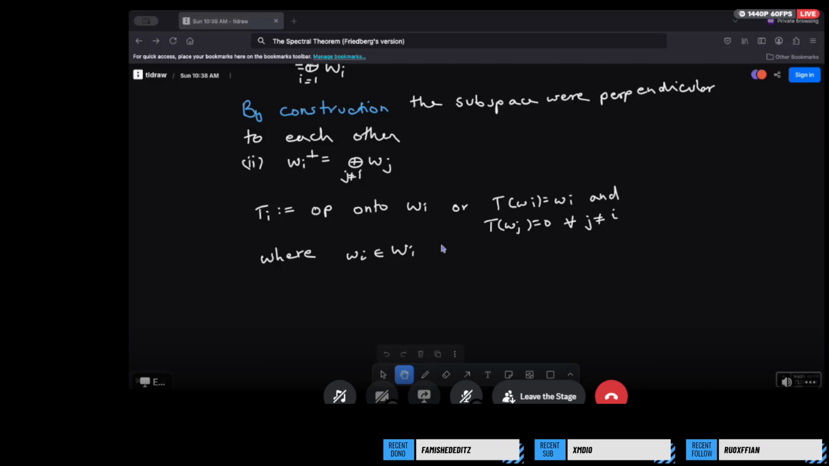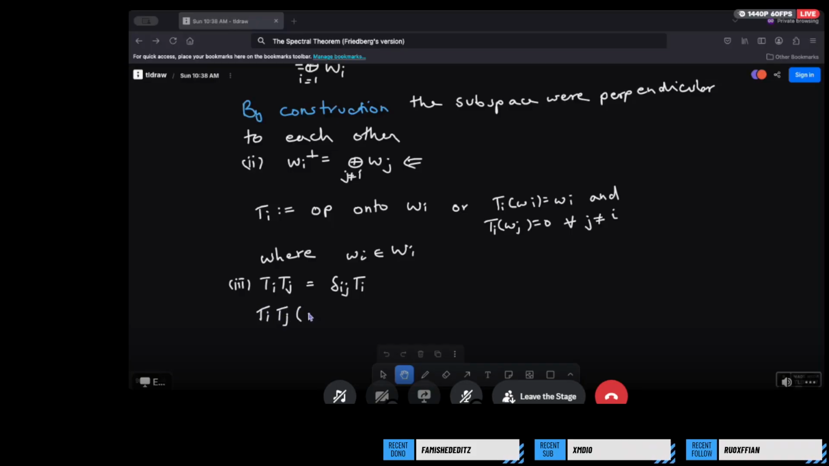And again, this is an orthogonal projection because of part 2, right? Part 2 just gives me the range of each Ti. The range of each Ti, which is Wi, is perpendicular to the null space, which is all the other Wj's. So we get a bunch of orthogonal projections, which in fact satisfy this as well. Ti Tj is equal to delta ij Ti. And this is true because we can just test this, right?